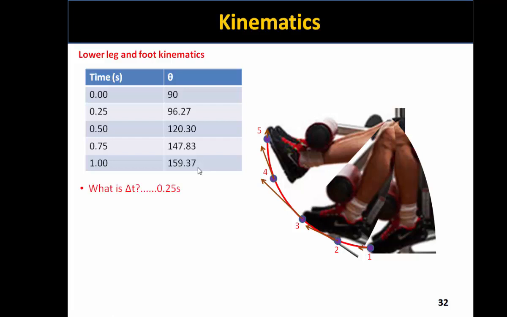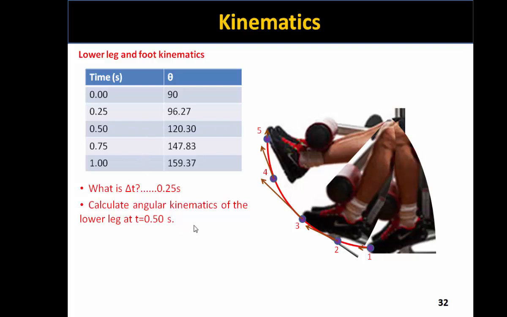So the first question we ask ourselves here is to calculate the delta t. This is going to be critical in most of our calculations. Delta t in this case is 0.25 seconds. As we see, time is equally incremented by 0.25 seconds, and so the 0.25 seconds is essentially the line in between each of these rows of data.